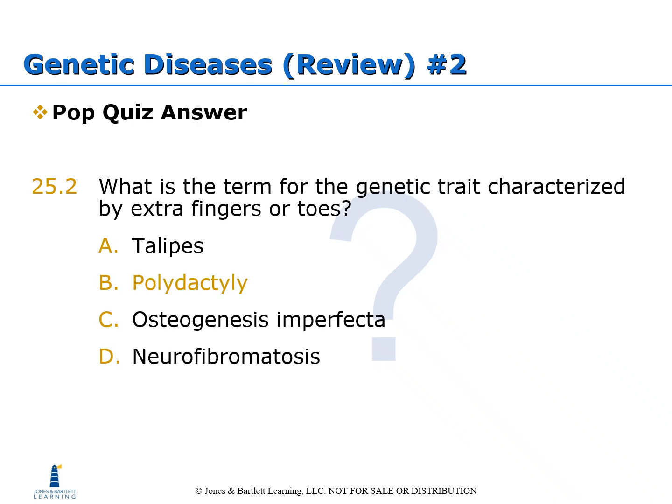And the answer is B. Polydactyly. What's the term for the extra fingers or toes? That is polydactyly. Talipes is clubfoot. Osteogenesis imperfecta is brittle bones. Neurofibromatosis is nerve tumors. So the answer is polydactyly.